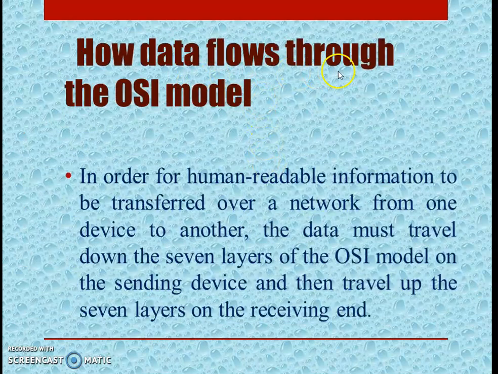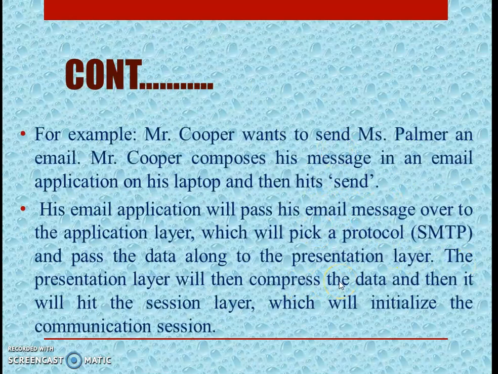See here how the data flows through the OSI model. For example, the sender called Mr. Cooper sends a mail to Palmer. How the mail is transferred from A to B, we will see now. First, if the sender is sending a mail, the mail application passes that mail over to the application layer.